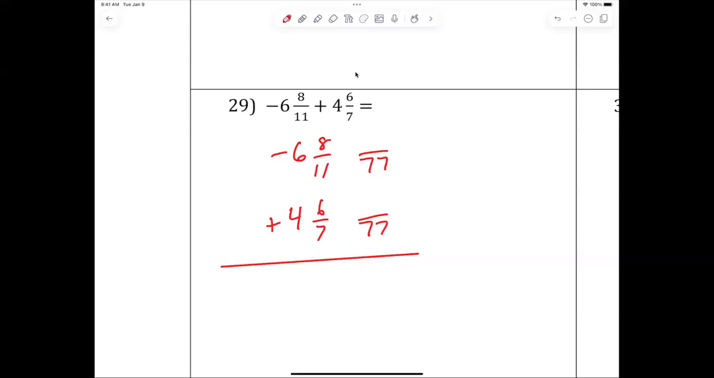The first one multiplied by 7. That is correct. And what am I multiplying the second one by? 11. What's 6 times 11? 66. Now, am I adding or subtracting? Subtracting. Now, can I do 56 minus 66? No. So I need to what?